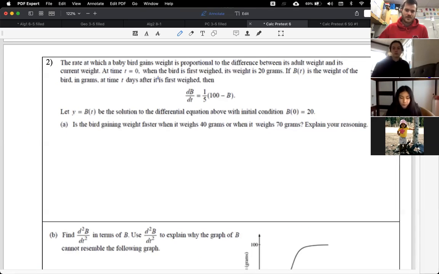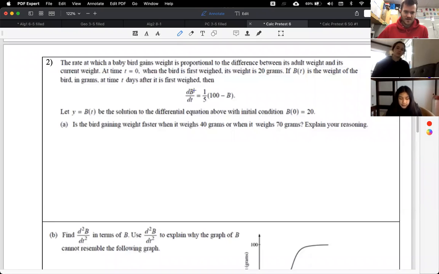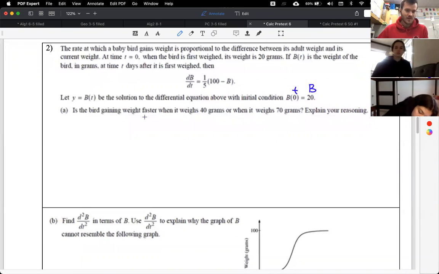All right, so we have this equation. B prime essentially is equal to all of that, and capital B is the solution, and it gives us our initial condition. Our lowercase t is 0 and our capital B is 20. That's what it's saying here. And it's different. It's not y and x, so it's just a little bit of a change, but sometimes that does make it harder.